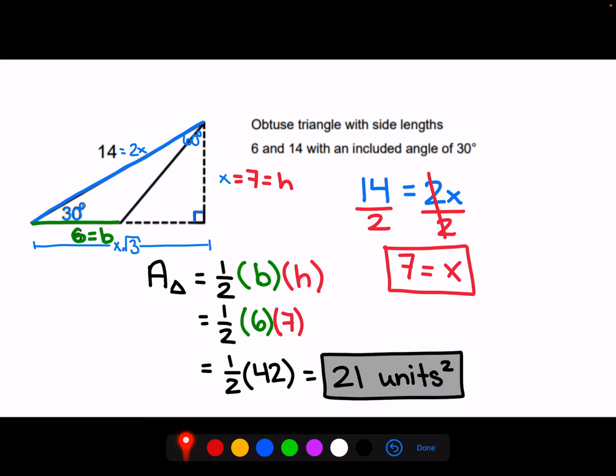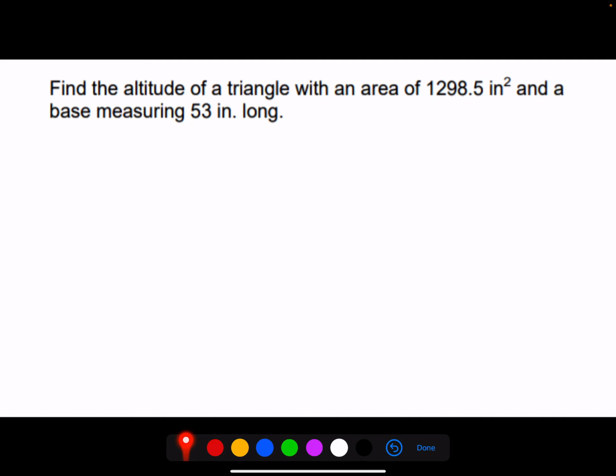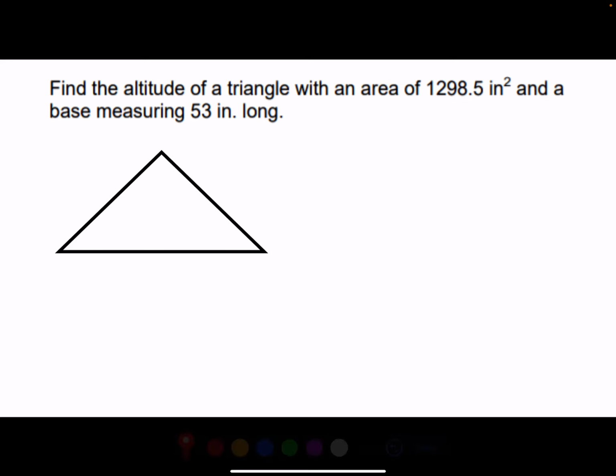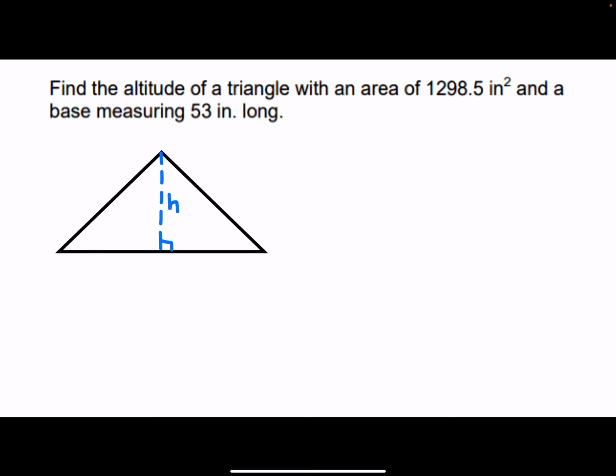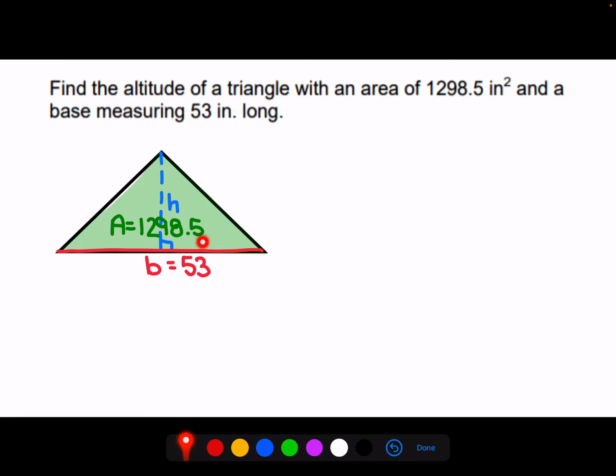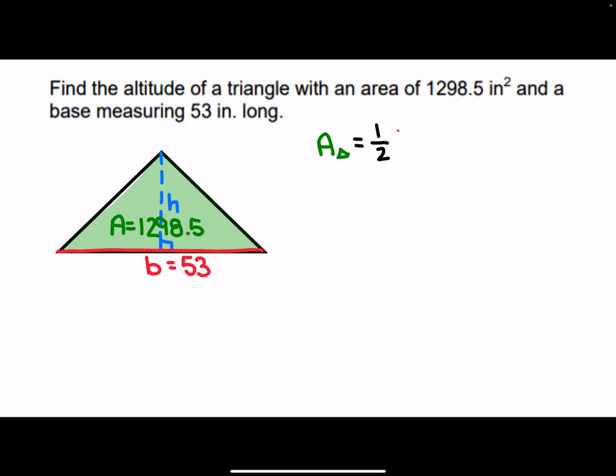Only a few more questions left, and then we'll be done with this lesson for today. Find the altitude of a triangle with an area of 1,298.5 inches squared and a base measuring 53 inches long. So we have our triangle here, and again, we know that our base is 53. We don't know our height, we'll call it h, and we know our area is 1,298.5.